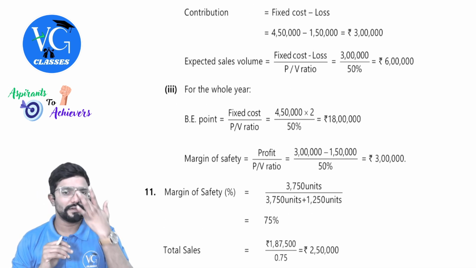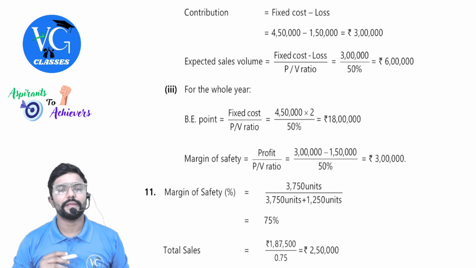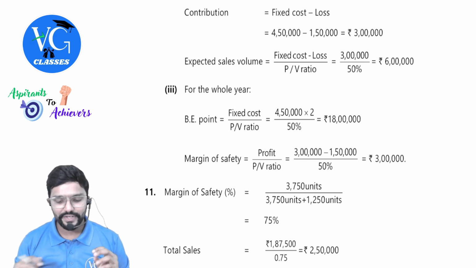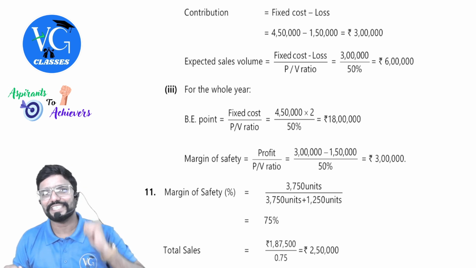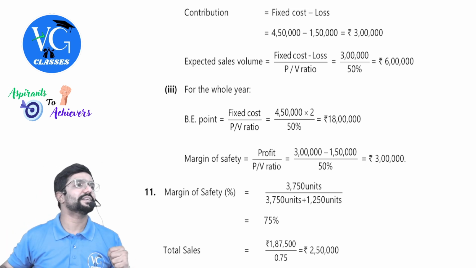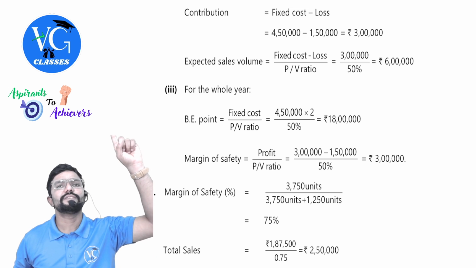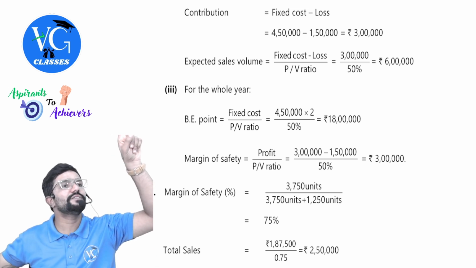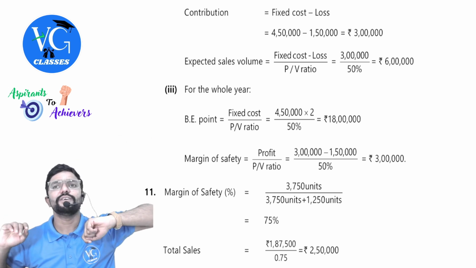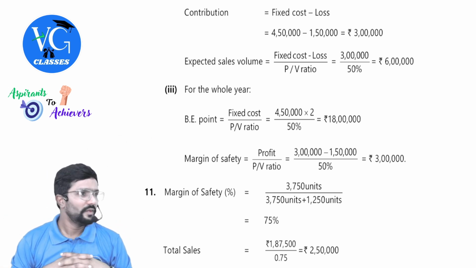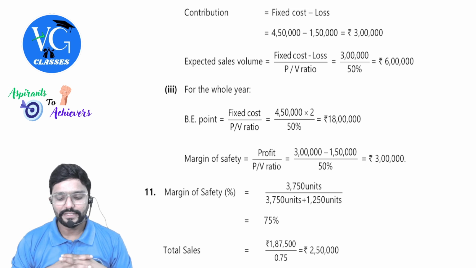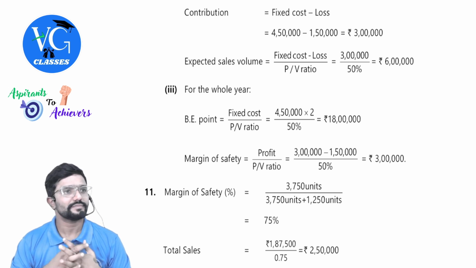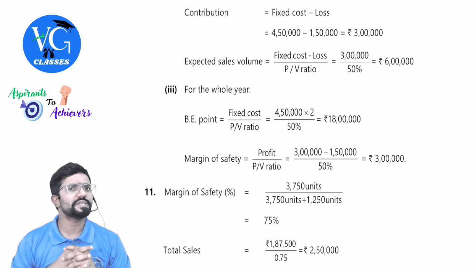Margin of safety: profit divided by PV ratio. Guys, interesting. What is the total profit of the year? First half how much? 3 lakh. Second half how much? 150 loss. So net of, you do 150 for the year. 150 for the year divided by 50%, 3 lakh. Hope you understood.